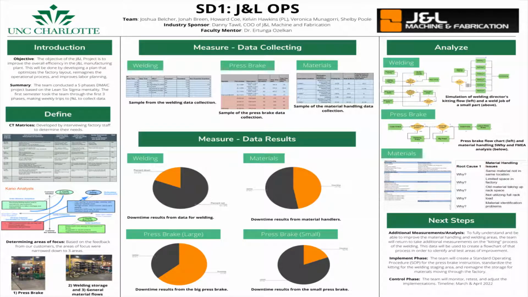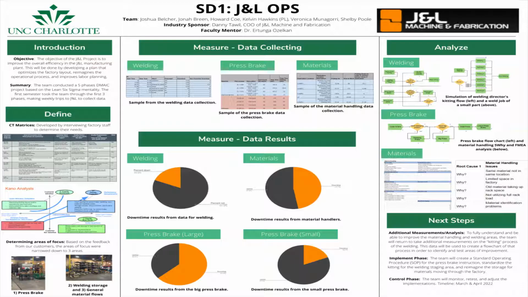We're the J&L Ops team. Our task for senior design was to improve the overall efficiency of J&L Machine and Fabrication, a rapidly expanding metal fabrication facility located in Stanley, North Carolina. For this project, our design revolves around the Lean Six Sigma methodology commonly used within our systems engineering courses in order to extract inefficiencies from the company's current processes.